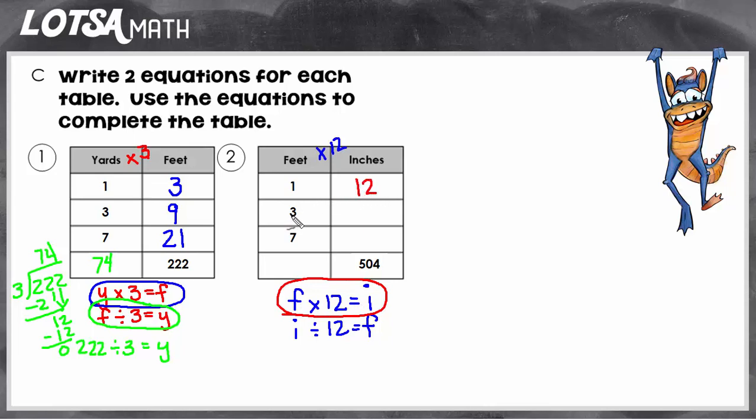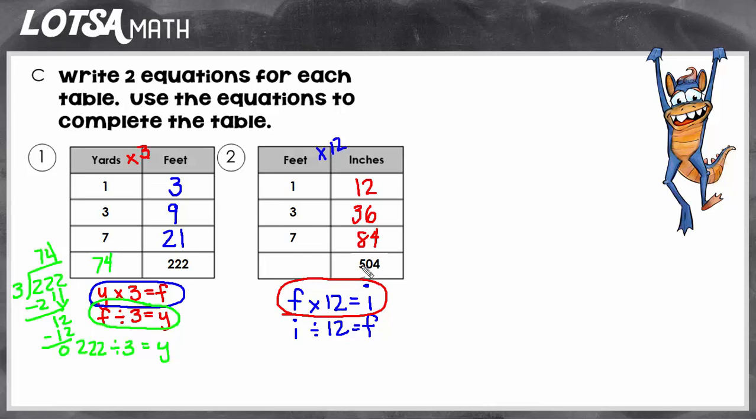So now I'm going to substitute the 3 for the f. So if I put a 3 here, I would have 3 times 12 equals i. So 3 times 12 is 36. So i is 36. Okay, and now I need to take this 7 and substitute it for the f. So 7 times 12 is 84. So this is going to be 84.